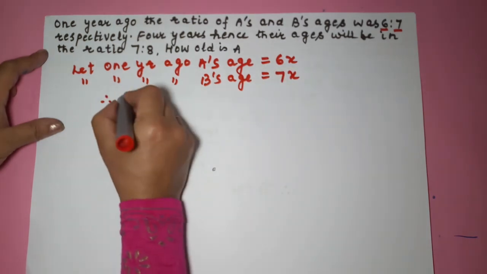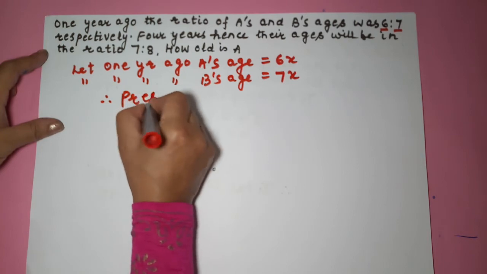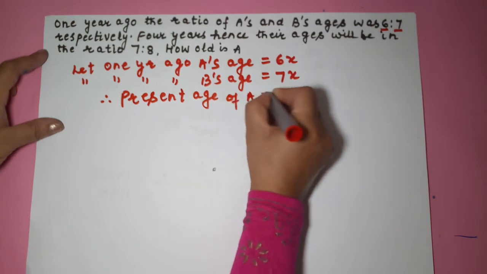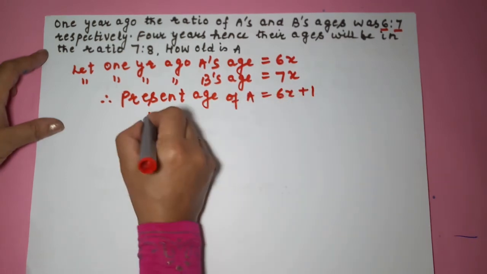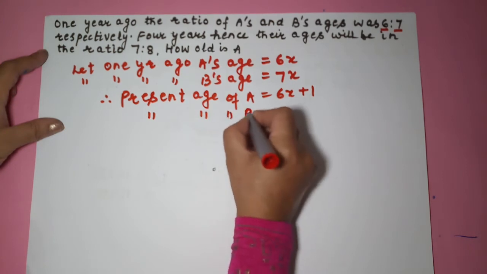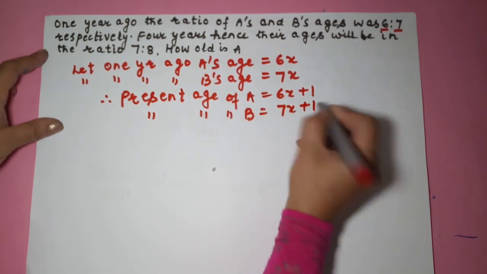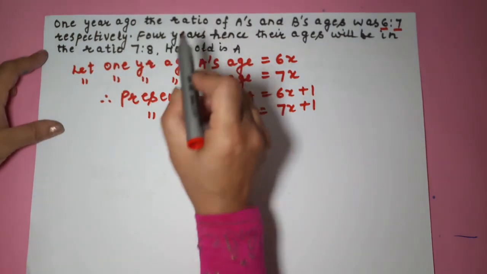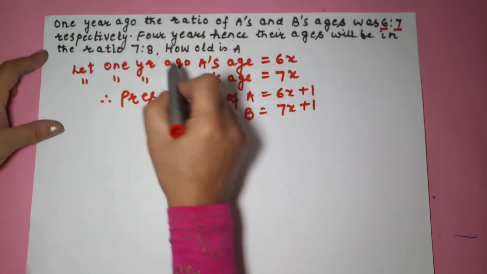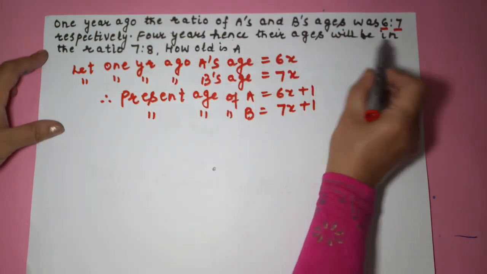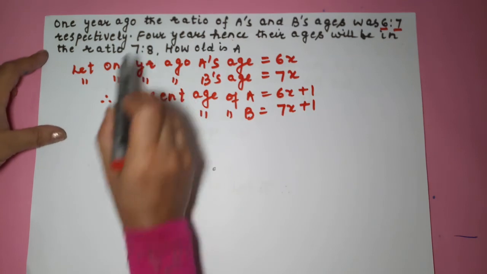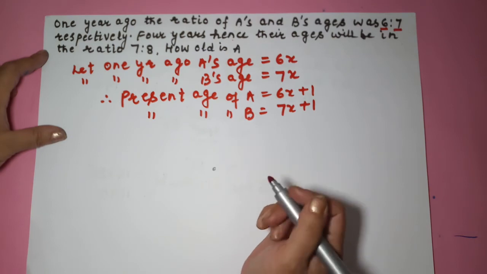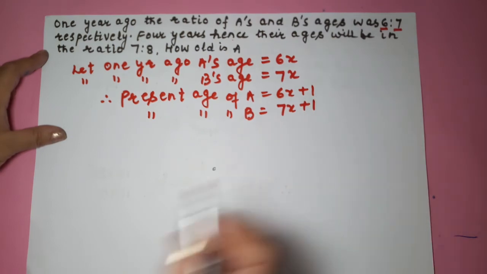If we add 1 to their ages, we can get their present ages. So therefore, present age of A is equal to 6x plus 1, and present age of B is equal to 7x plus 1, right? Okay. Now he's saying that 4 years hence, after 4 years, their ages will be in the ratio 7:8. Now we have their present ages. Can we find their age after 4 years? Yes. How? By adding 4 to their present age.